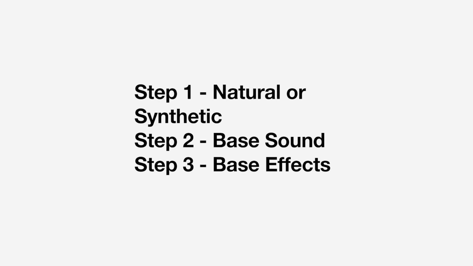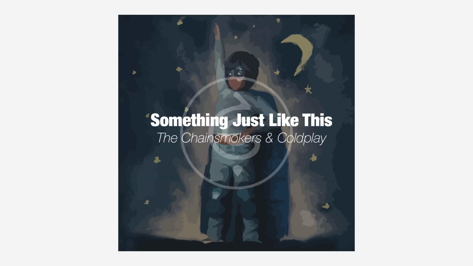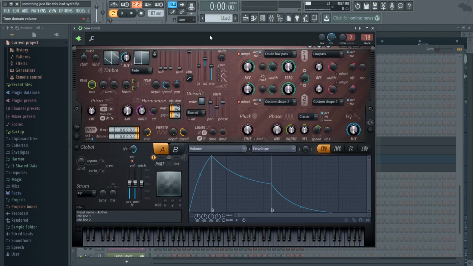Now there are special situations in step 2 where the sound is based off of a combination of a square and saw wave. And to show you this, I'm going to demonstrate making the sound in the Chainsmokers and Coldplay song, something just like this, so you can see the 3-step process of designing the sound. So I'm going to be designing the sound using the native FL Studio synthesizer Harmor.